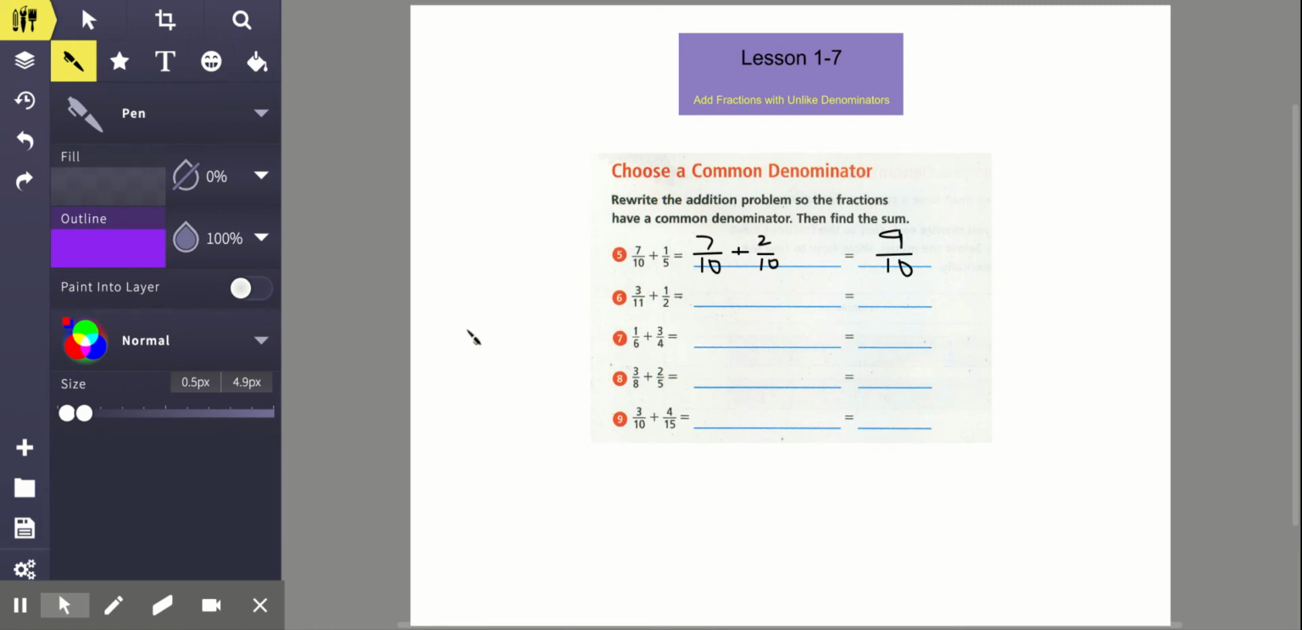All right, so for number 5, we had that figured out. It was 9/10. After we did 7/10 plus 2/10, we only had to change 1. Now we're on to number 6, 3/11 plus 1/2.